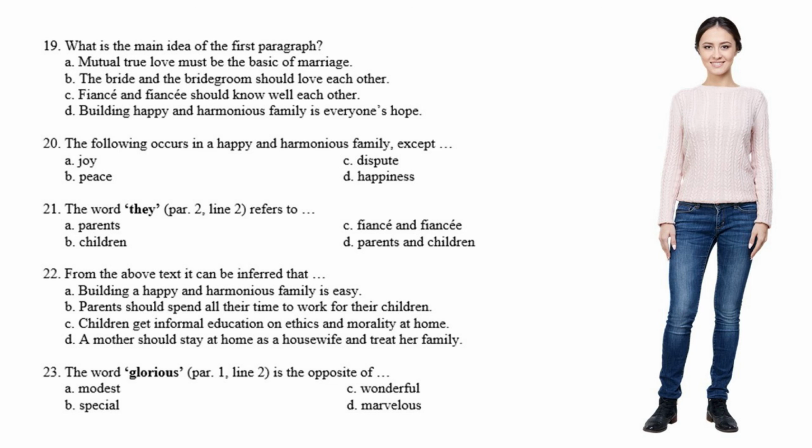22. From the above text it can be inferred that A. Building a happy and harmonious family is easy. B. Parents should spend all their time to work for their children. C. Children get informal education on ethics and morality at home. D. A mother should stay at home as a housewife and treat her family.